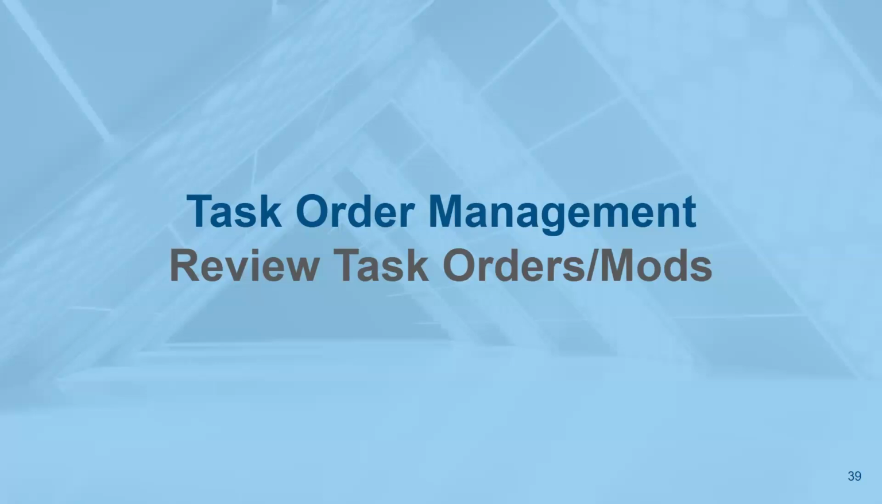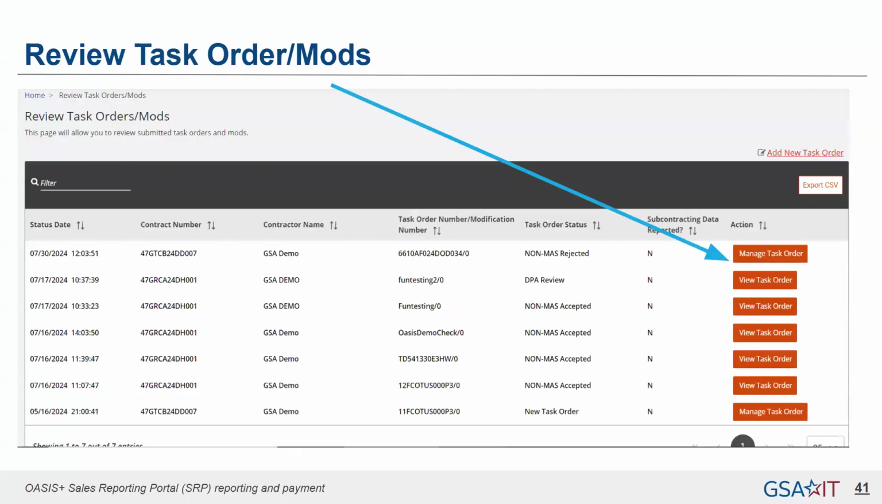All right. So we are here. You'll note that with the review task order mods, this is one of the menu options. This is where new orders go. This is where rejected orders go, right? All your task orders show up here, right? So it's important to check this regularly, right? You'll notice that there's a task order status here. Non-mass accepted is what we want. Everything should be non-mass accepted by the end of the day, right?